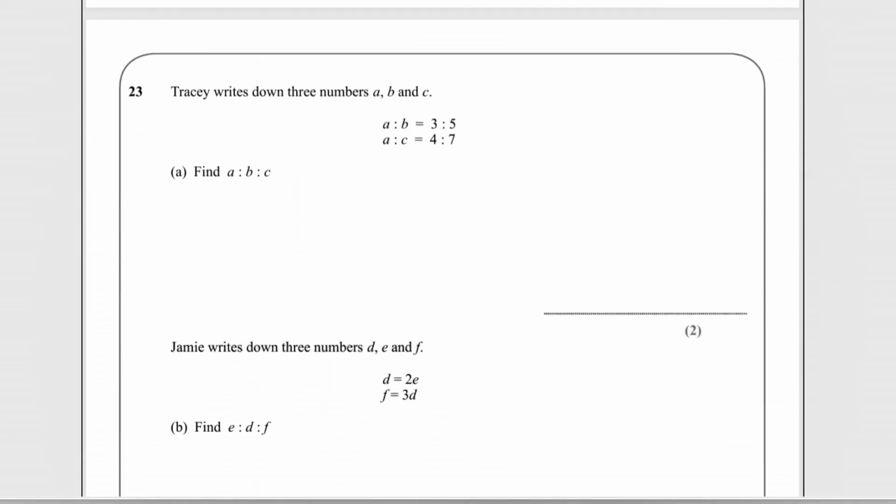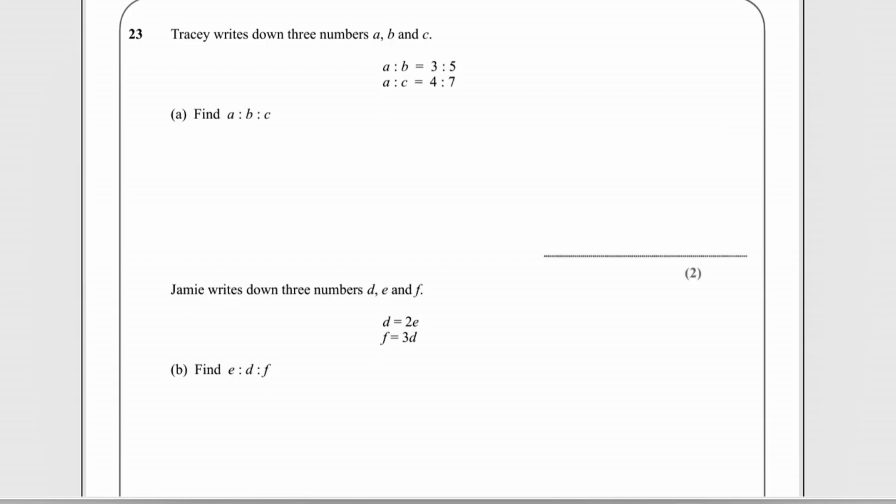Okay, we move to the next question. Tracy writes down the numbers A to B to C, okay? And then we have this, and this question is quite familiar, okay? So you have A to B as 3 to 5, and A to C as 4 to 7. Now you need to make A the same. You can see we have a different value for A here and a different value for A here. So we need to make A the same.